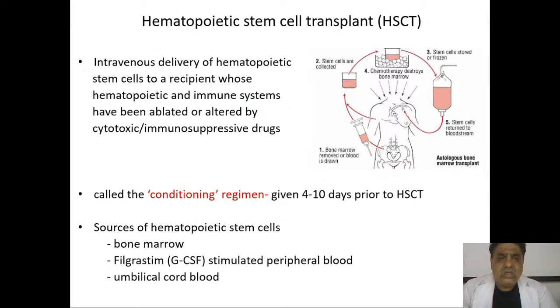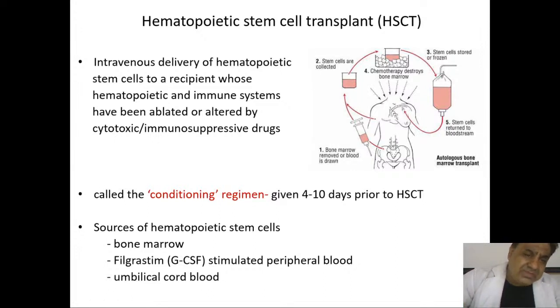Okay. Now, on the other hand, we have hematopoietic stem cell transplantation. Here, it's nothing but the intravenous delivery of hematopoietic stem cells to a recipient whose hematopoietic immune systems have been ablated, destroyed, or altered by cytotoxic or immunosuppressive drugs. So, you have to give him a new marrow. Because there's some problem in his marrow, you have to give him or her fresh stem cells from a healthy bone marrow individual, so that this person can eventually adapt and grow, and live with those stem cells which he has acquired now.